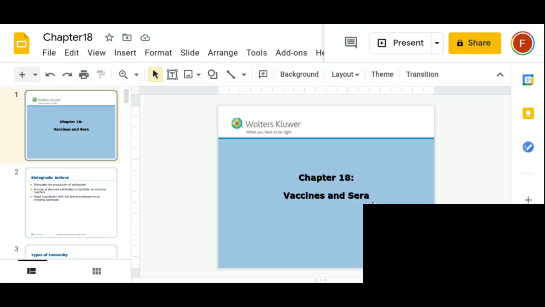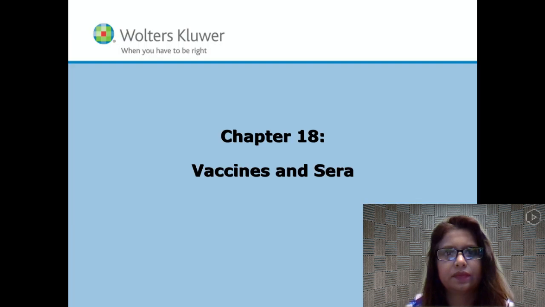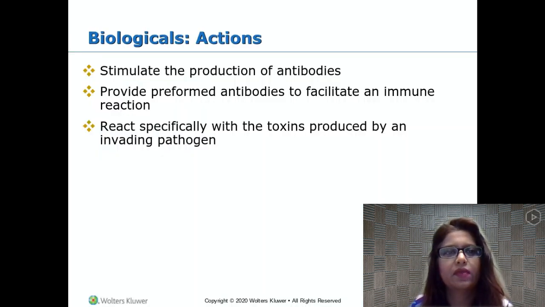Hi class, in this lecture we are going to discuss chapter number 18, which is vaccine and sera. So this is chapter 18, vaccine and sera. Why do we give vaccine? To stimulate and produce antibodies and to protect ourselves from infections, right?